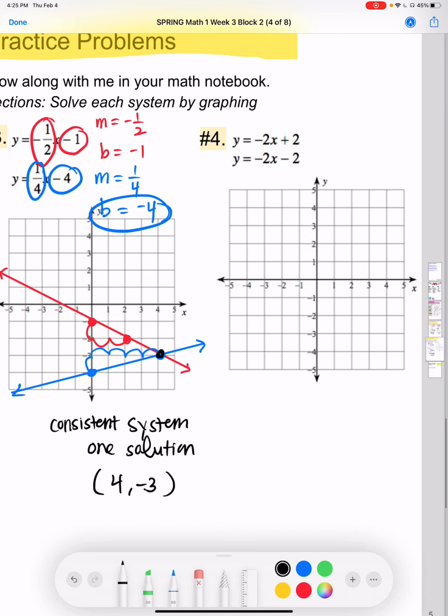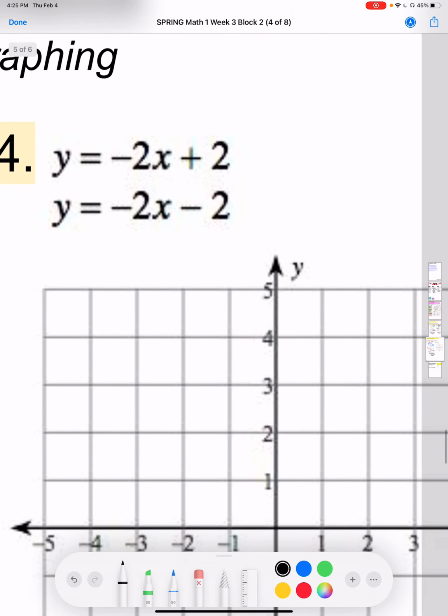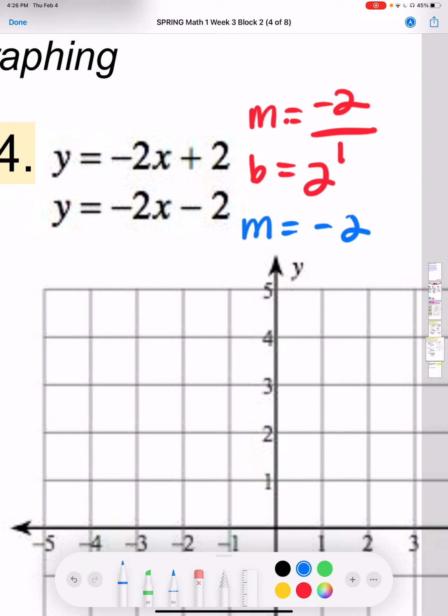So number 4, I have, again, my 2 equations. So for the first one, do the same thing. So I have my slope, I have my y-intercept. So my slope is -2. I'm going to put it over 1 since I want it to be a fraction. And then my b is 2. For my second one, I have my slope is -2, put it over 1. I want it to be a fraction. My b is -2.